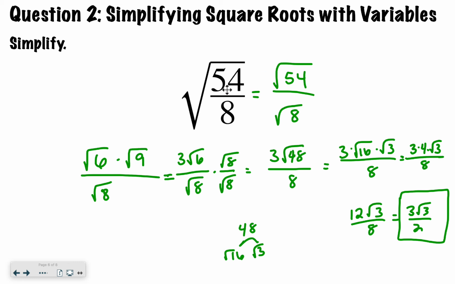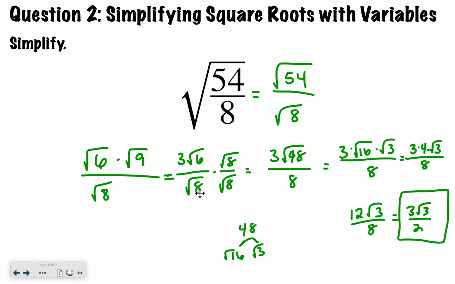So if I start with the square root of 54 over the square root of 8, I know 54 breaks up into the square root of 6 times the square root of 9. The square root of 9 is a nice number. It's just 3. So the top becomes 3 square root of 6. And then I see on the bottom I have the square root of 8. And the reason this problem got so messy is because that 8 has a perfect square in it.